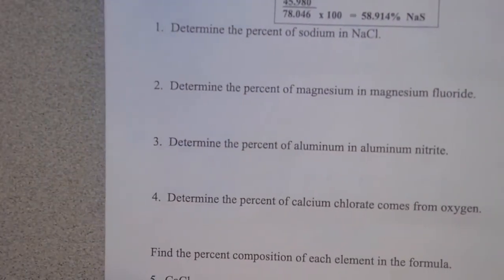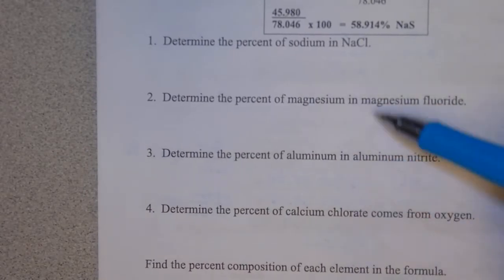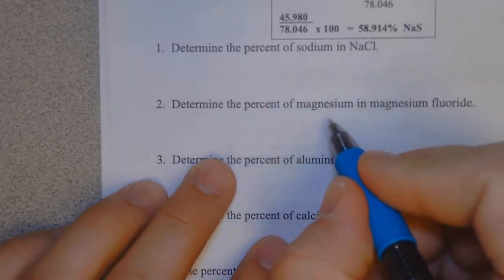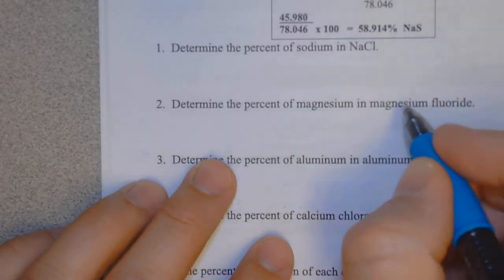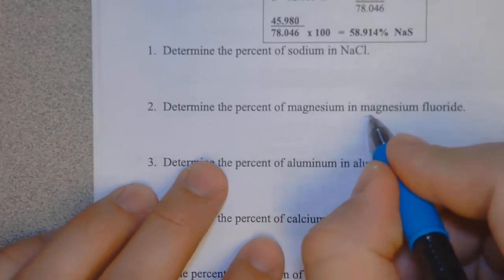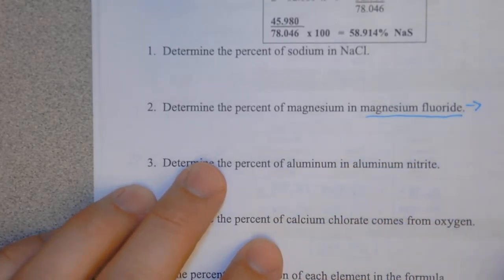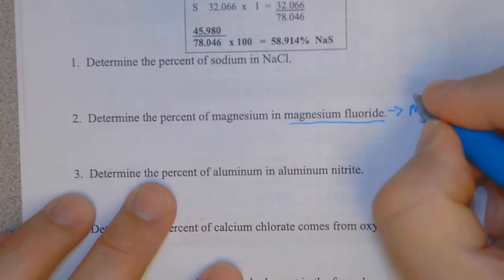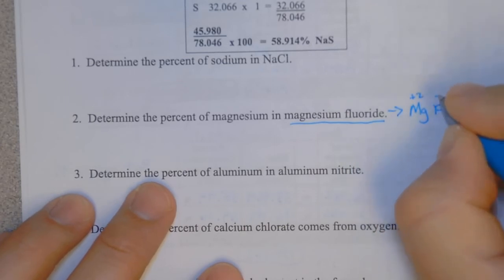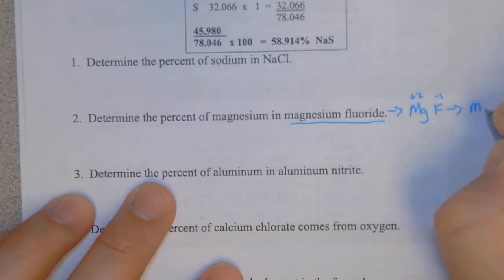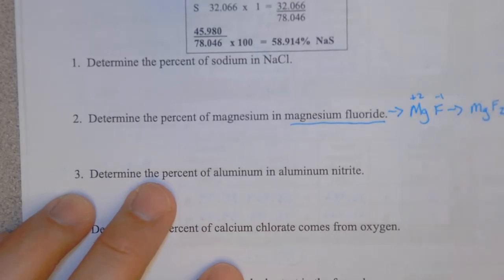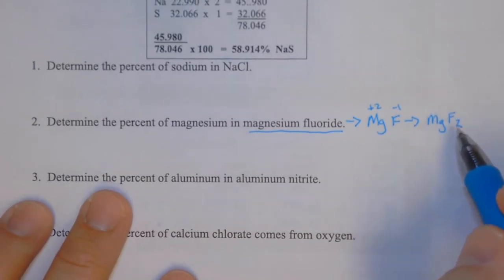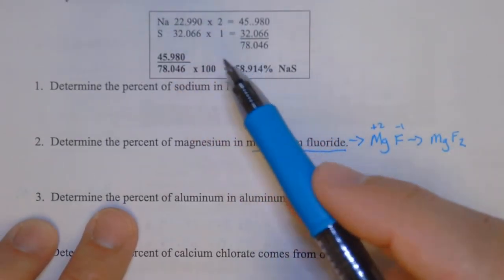When I go back here to more of my word examples, you'll see a lot more of these on your test. So number 2: determine the percent of magnesium in magnesium fluoride. The first thing I need to do here is take this name and put it into a chemical formula. I have magnesium, which has a +2 charge, and fluorine, which has a -1. When I cross those up, my chemical formula is MgF2. If we don't get this correct formula, it's going to be very difficult, and you'll probably get it wrong because you're not using the right numbers when you do the math.